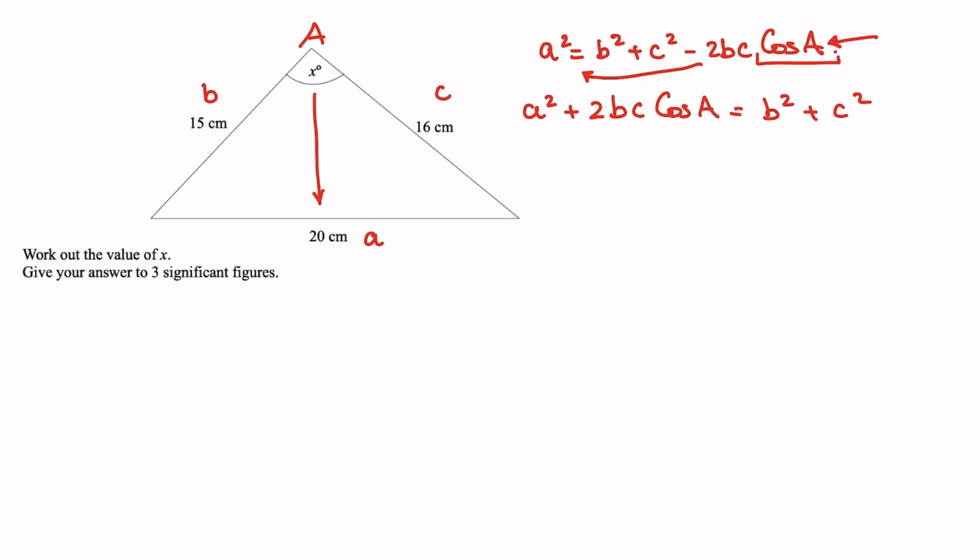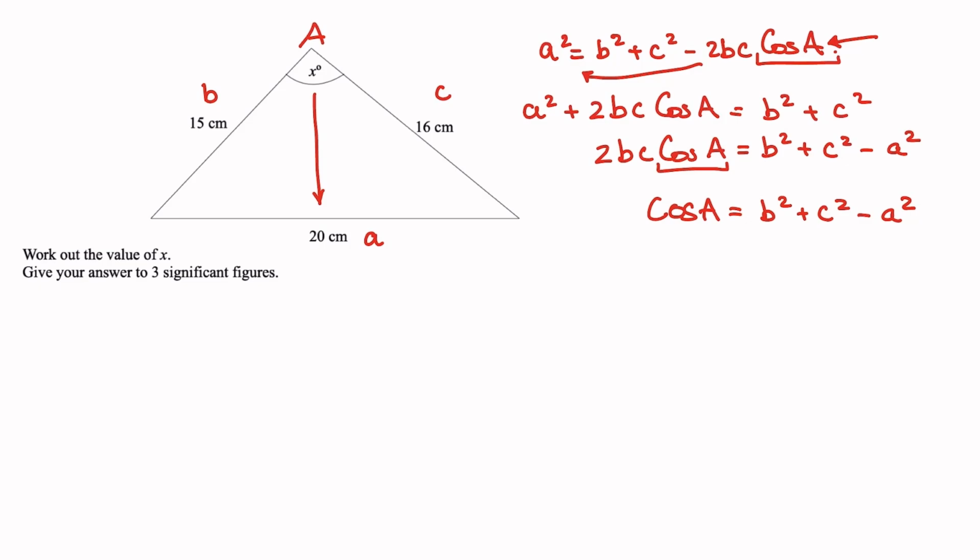Next step is to move the a squared to the other side. So it becomes 2bc cos a is equal to b squared plus c squared minus a squared. Then what's stopping my cos a being alone is that it is being multiplied by 2bc. So the opposite of multiplying by 2bc is dividing by 2bc. So cos a becomes equivalent to b squared plus c squared minus a squared all over 2bc. Now we have rearranged the equation into the format that we wanted.